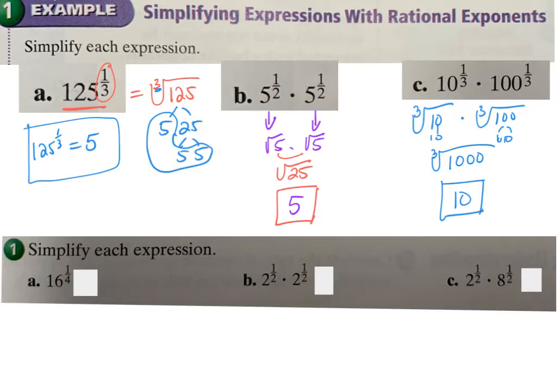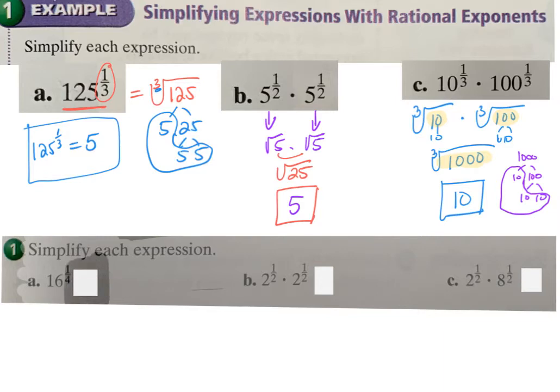So try those 3, A, B, and C. On the first one, 16 to the 1/4. So you are looking for the fourth root of 16 here. So for this one, what should you have gotten? 2. You should have gotten 2. The fourth root of 16 is 2.